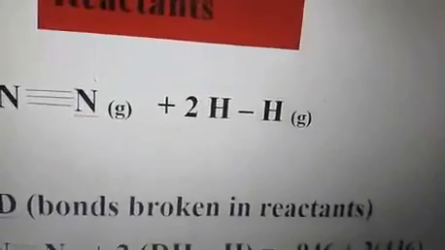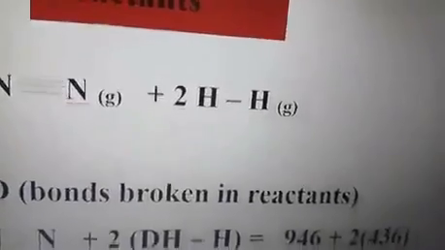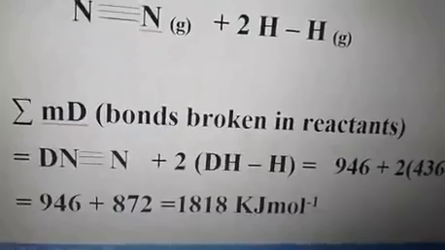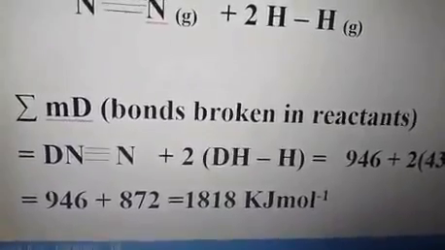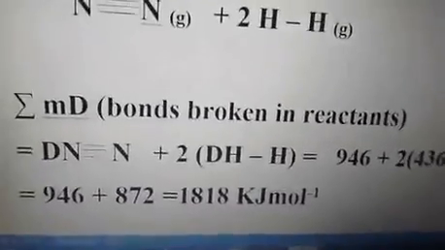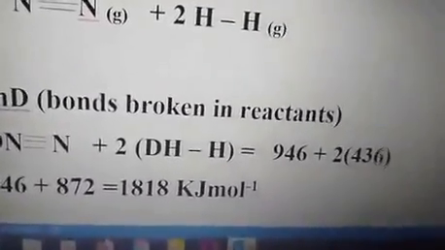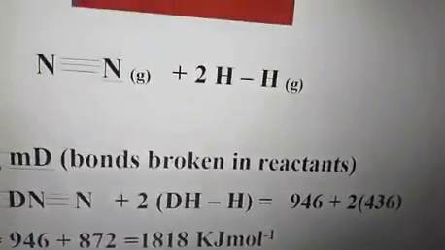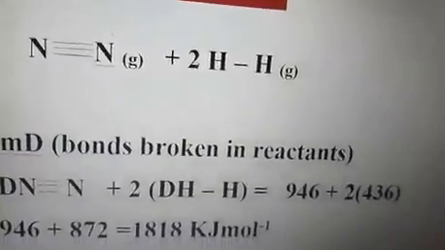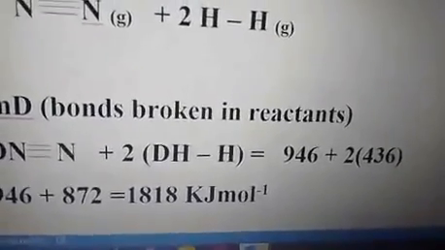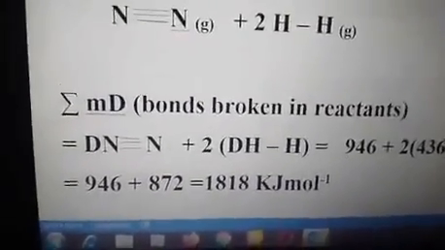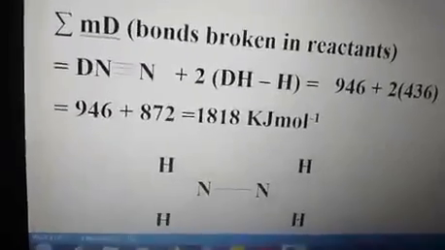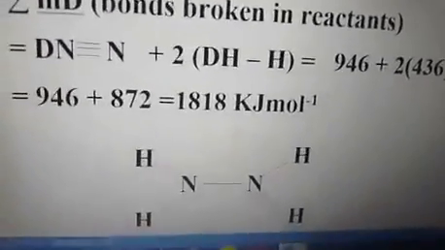So where is the 2 from? You can see there are 2 moles of hydrogen in the equation. So that one will have the 2 multiplying the bond energy. So we'll now substitute. The bond energy for the nitrogen to nitrogen triple bond is 946. The bond energy for the hydrogen to hydrogen single bond is 436, but multiplied by 2 because there are 2 moles of hydrogen in the reactant. So we now have 946 plus 2 times 436. That gives us 946 plus 872, giving us 1818 kilojoules per mole for the reactant side.